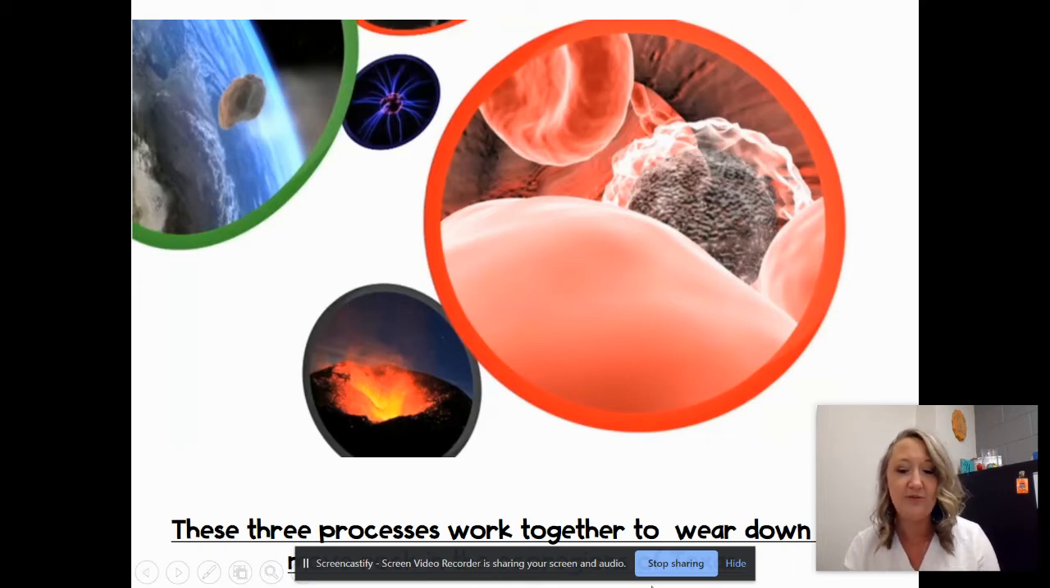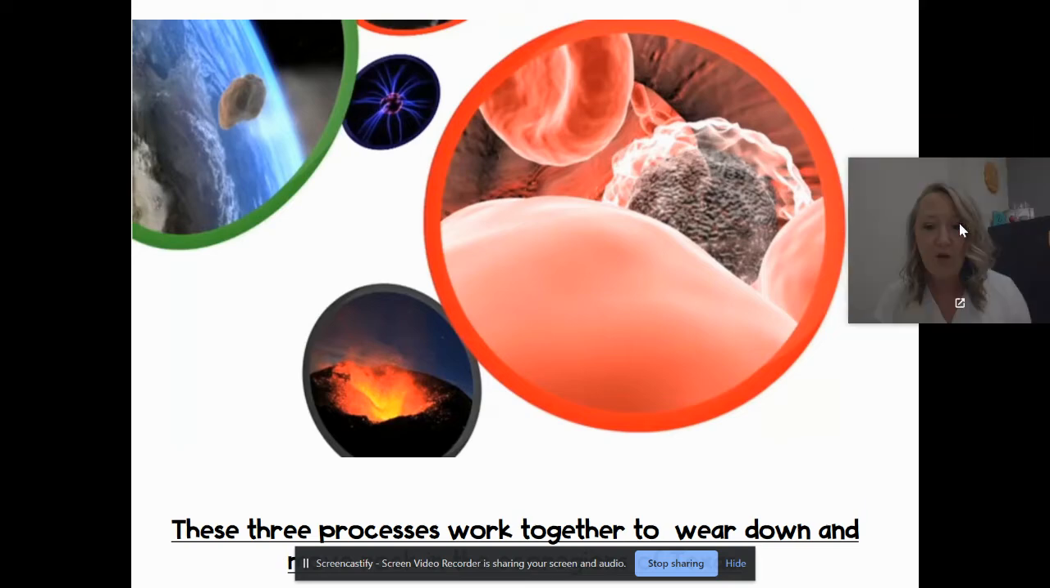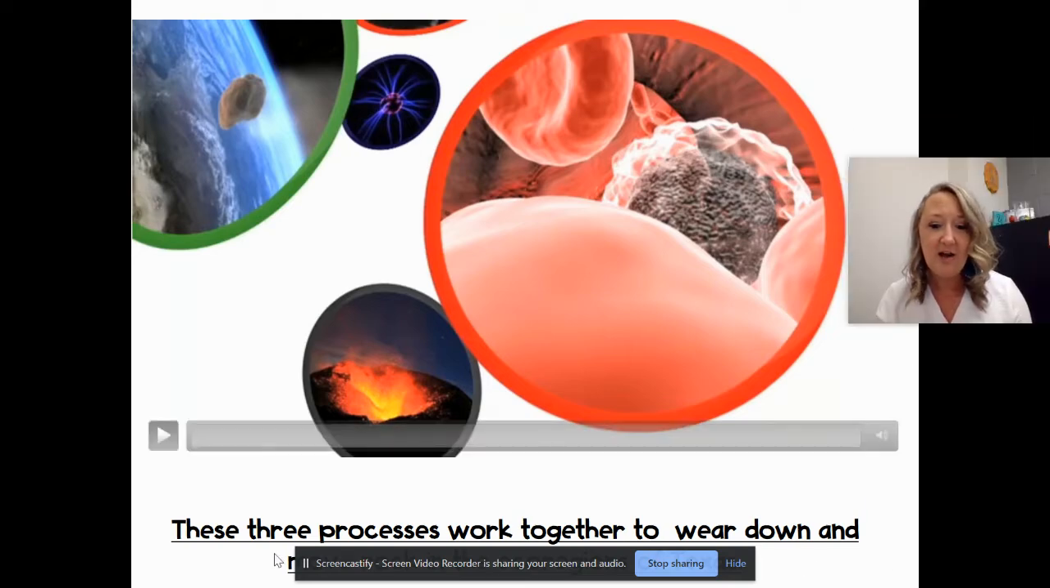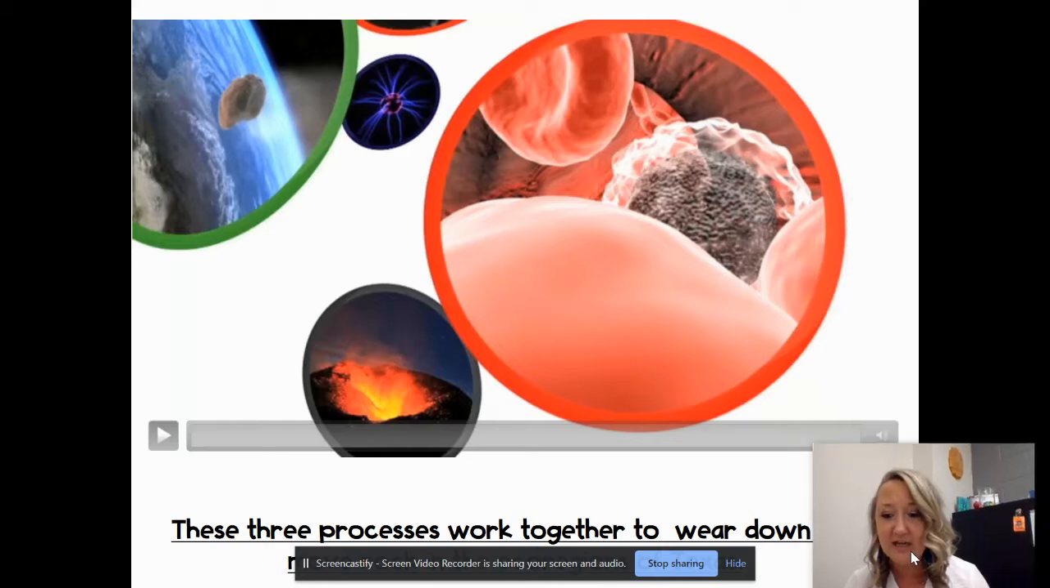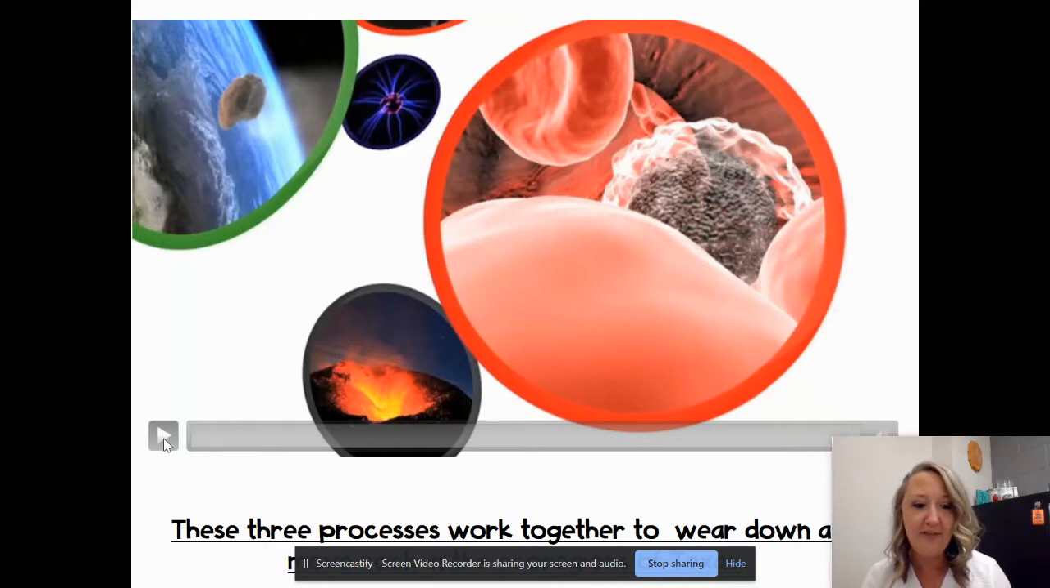The important thing here is to remember that these three processes work together to wear down and shape the ecoregions of Texas. So you're going to see a quick clip here of that happening.